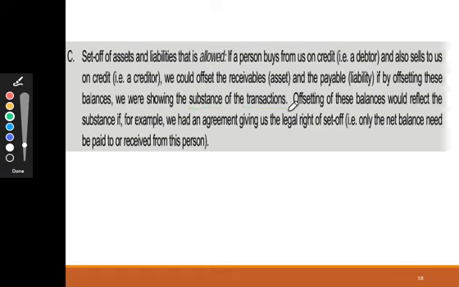Offsetting of these balances would reflect the substance if, for example, we had an agreement in place giving us the legal right to set off, so where we could just pay the net balance over to that debtor or creditor, okay, depending on whether he's a net debtor or a net creditor. So here we've got a set-off of assets and liabilities that would be allowed if we have this agreement in place giving us the legal right to set off.